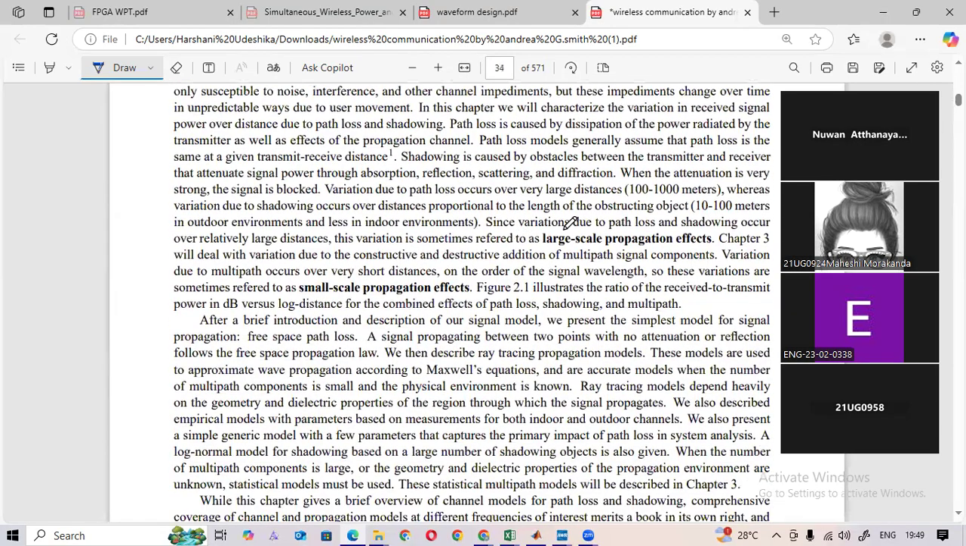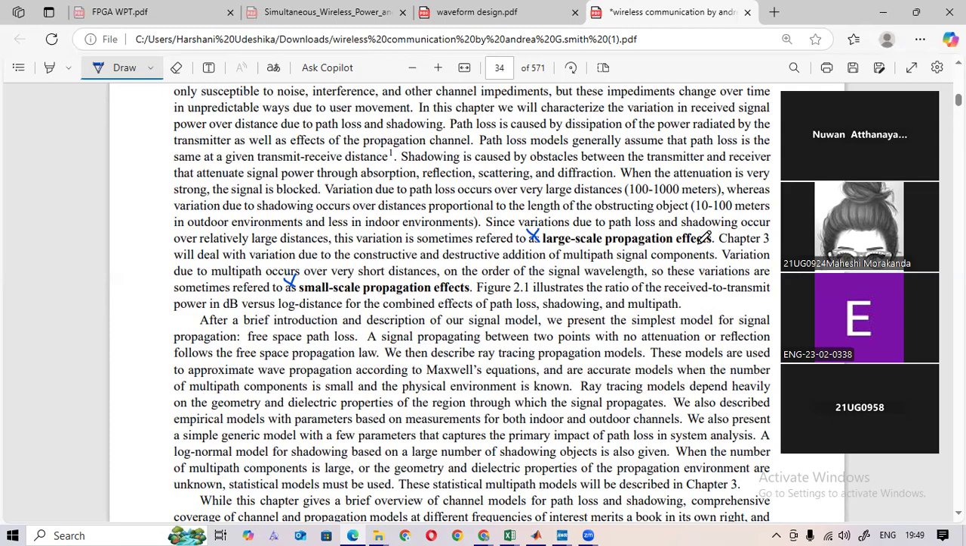So, the path loss model. You can see what the large scale propagation effect and small scale propagation effect are. Large scale means that distortions or signal variation occur over large distances. In small scale propagation, variation of signals happens over small distances also.